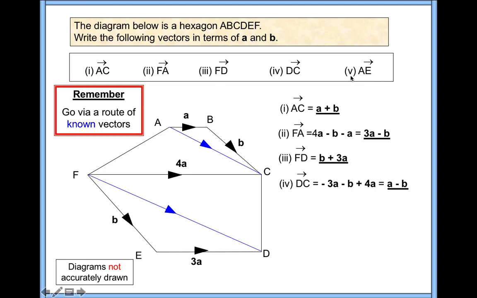Rules of addition and subtraction of integers. Okay, so negative 3 and positive 4, you will get positive 1. Now going to the next part of the question, students, vector AE.